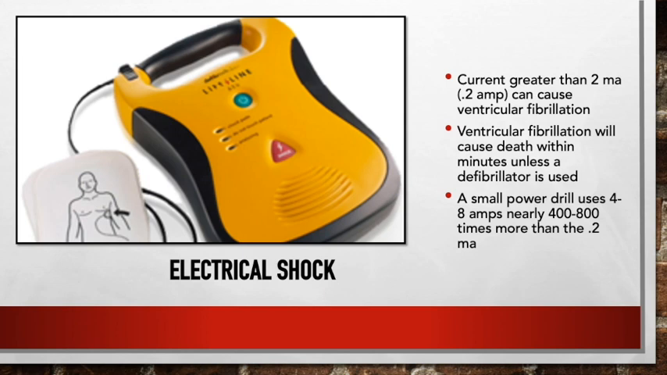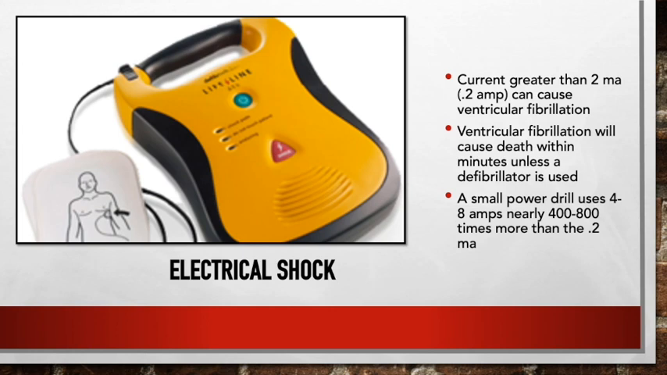So shock happens. A defibrillator is typically needed when that happens to reset the heart at the correct rhythm. Anything greater than 2 amps can cause ventricular fibrillation. It can cause death within a couple of minutes unless it's reset, or once again a defibrillator is used. And a small power drill, just for example, uses 4 to 8 amps, which is 2 to 4 times more than what's required to cause ventricular fibrillation.